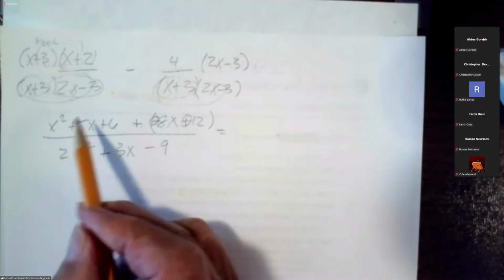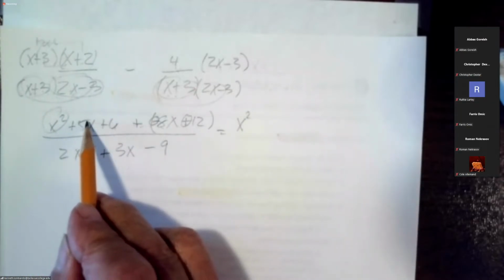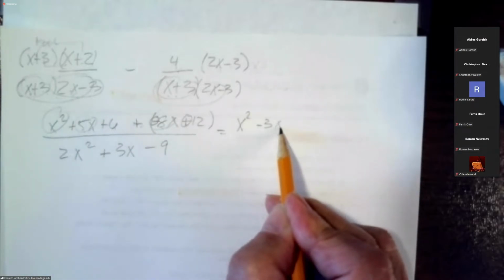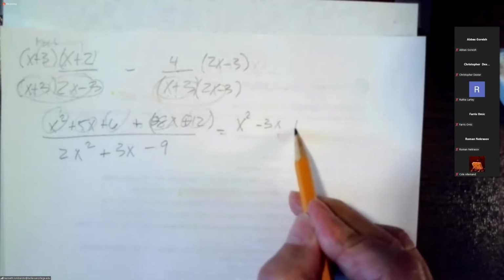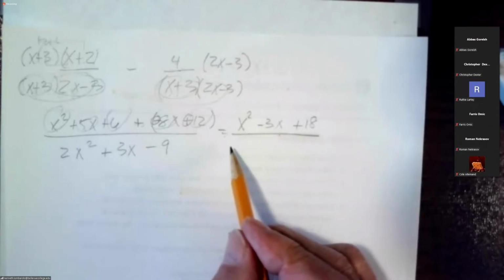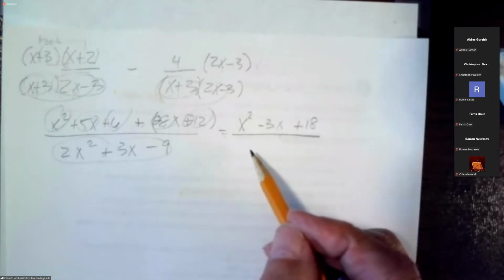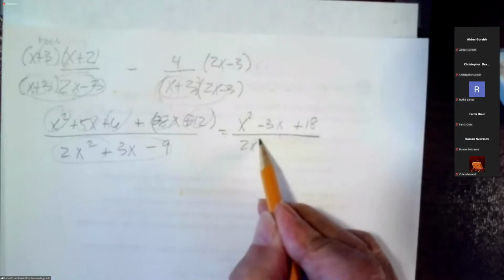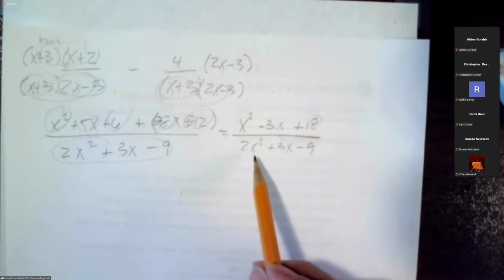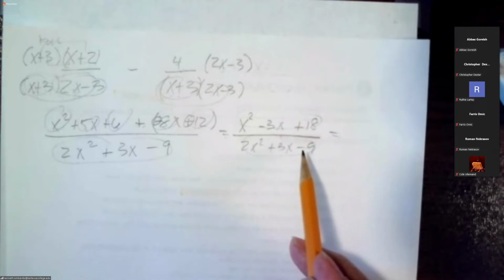So now for the numerator, I've got x squared. And then I've got 5x and a negative 8x. That's a negative 3x. And I've got 12 and 6. That's a positive 18. And in the denominator, I've still got 2x squared plus 3x minus 9. So now I have a polynomial over a polynomial. Let's see if we can factor the numerator and the denominator.